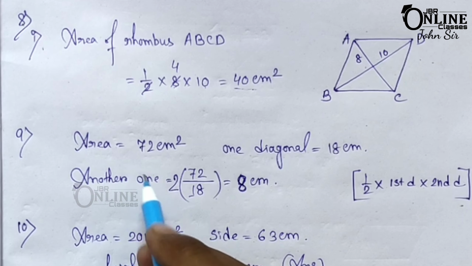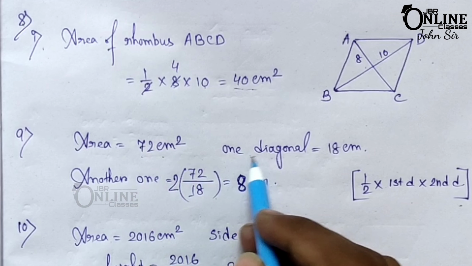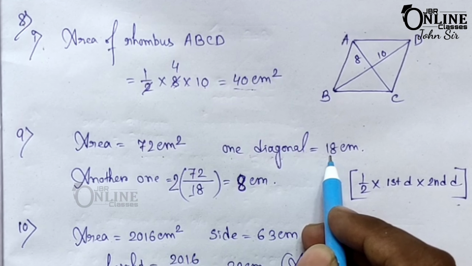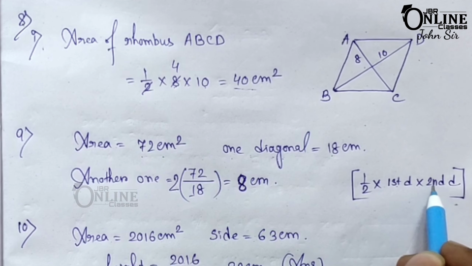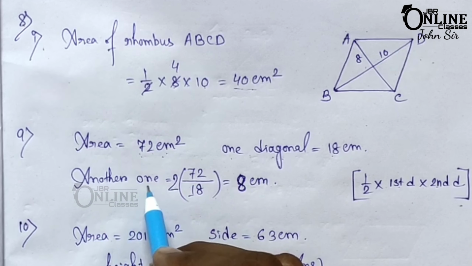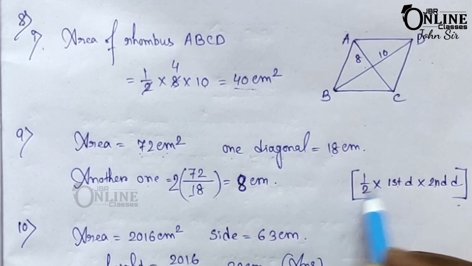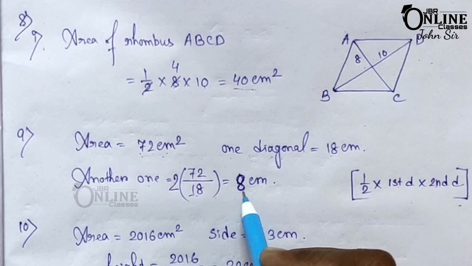Now sum number 9. The area of a rhombus is 72 centimeter square. One of its diagonals equals 18 centimeter. So you can easily apply the formula half into first diagonal into second diagonal, that equals 72 centimeter square. So the other diagonal equals 2 into area divided by the first diagonal, that is 2 into 72 by 18, it becomes 8 centimeter.